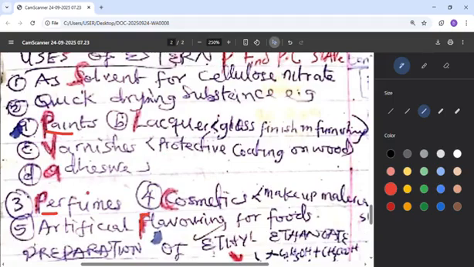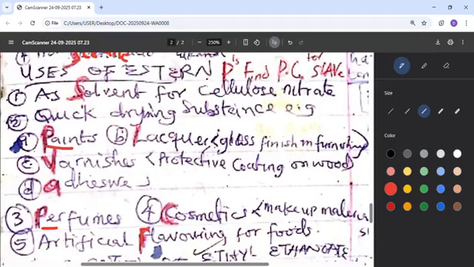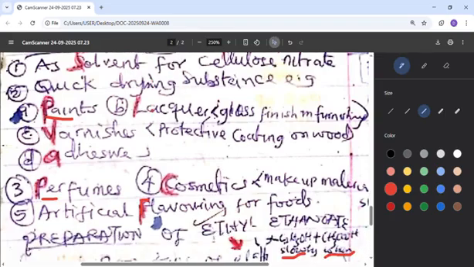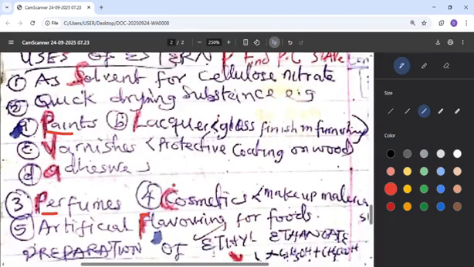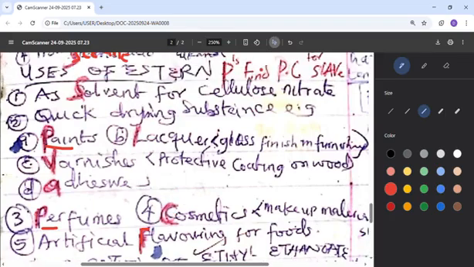perfume. Perfume gives a smell, which is also ester. Letter C is cosmetics, all these makeup materials, so they also have a smell called esters. Then the next one is S, solvents. We can use ester as a solvent to dissolve cellulose nitrate.